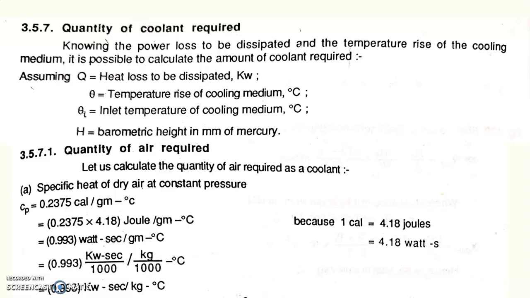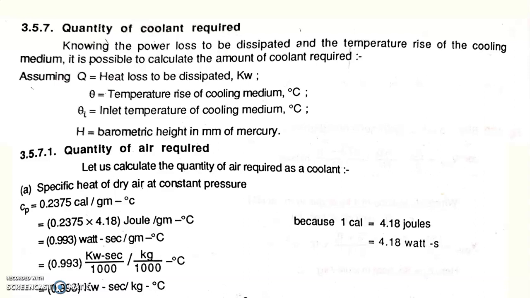So today we are going to know the power loss to be dissipated and the temperature rise of the cooling medium. It is possible to calculate the amount of coolant required. Capital Q is the heat loss to be dissipated in kilowatt. Theta is the temperature rise of cooling medium in degree Celsius. Theta I is the inlet temperature of cooling medium in degree Celsius. Capital H is the barometric height in mm of mercury.